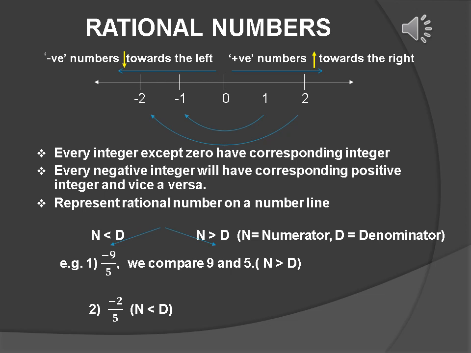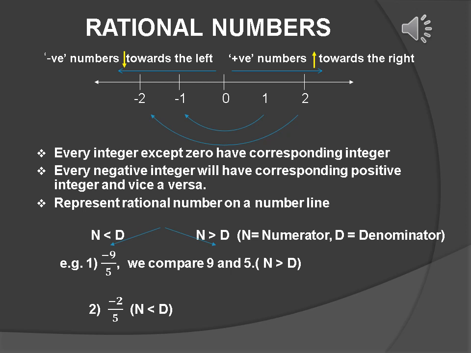Children, observe the number line drawn on your screen. Here, the positive integers are represented towards the right of the 0 and negative integers are represented to the left of the 0. The numbers increase when we move towards the right and decrease when we move towards the left.